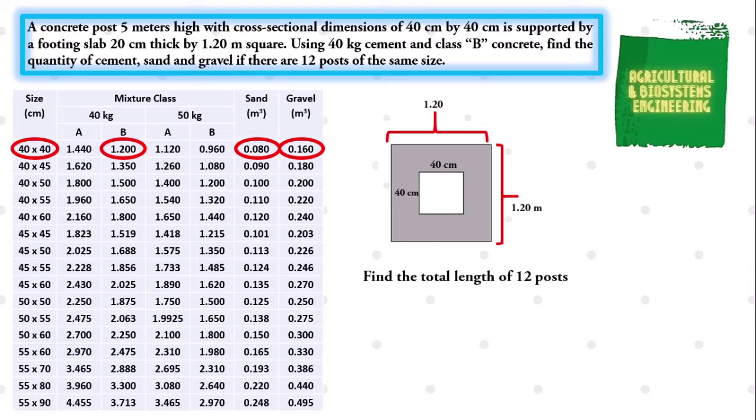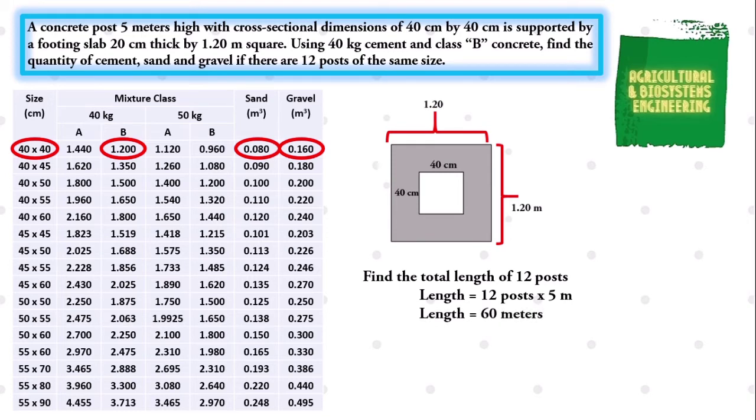The next step we have to do is to solve for the total length of the 12 posts. To solve for the total length, we simply multiply the number of posts to the height of the post. Giving us, length is equal to the number of posts of 12 times the height of 5 meters, giving us a total length of 60 meters.